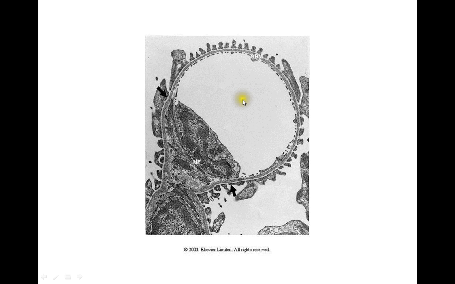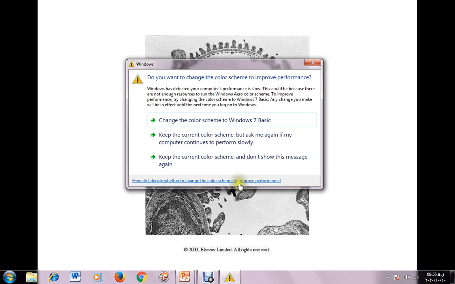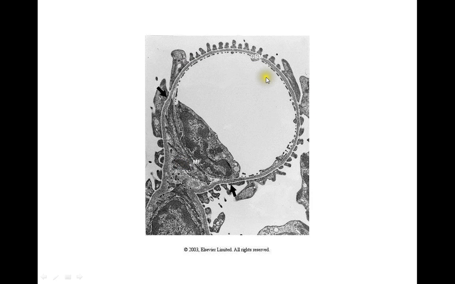You see here the endothelium with its nucleus here and the cytoplasmic extensions here, which, as you can see, have some pores or fenestrations. As I told you before, the endothelium in the glomerulus is of the fenestrated type.